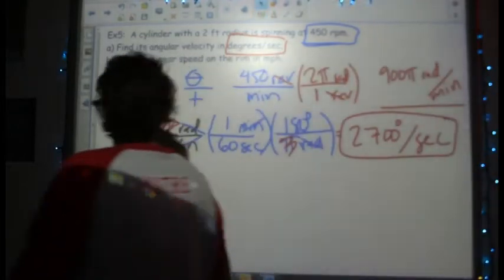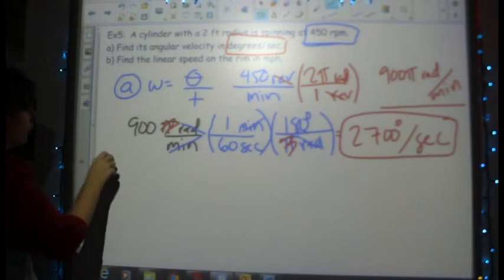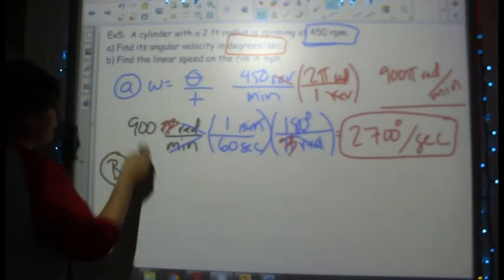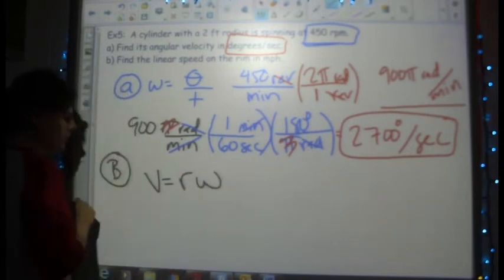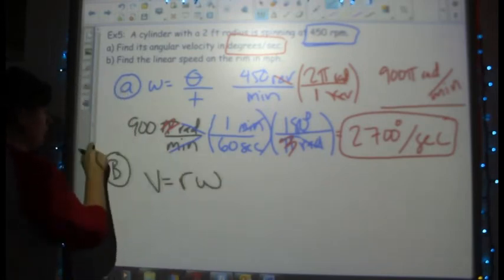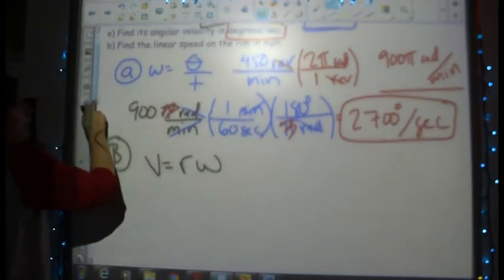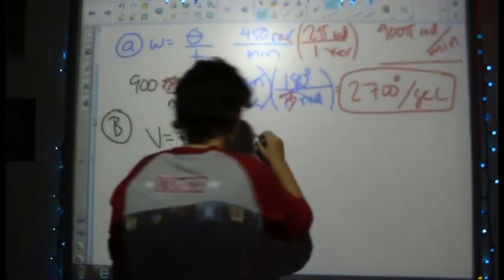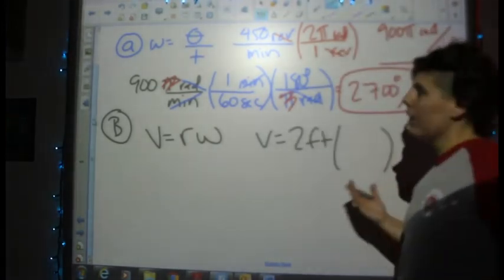For part B, it asks to find the linear speed of the rim in miles per hour. So for part B, I know I'm talking about linear speed, so V equals R W. And all I have to do is multiply my R times my W. I see that my radius is 2 foot, so I can go ahead and put 2 foot in there. So I have V equals 2 foot times, now I've got a choice.